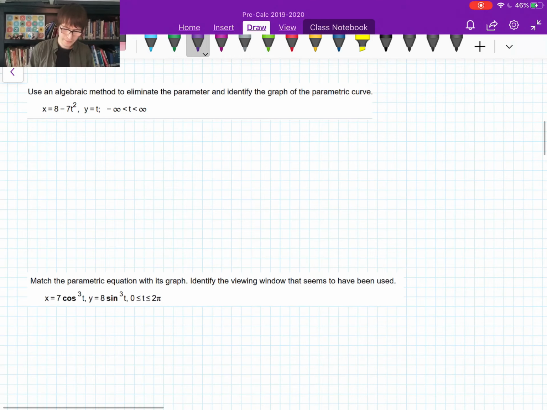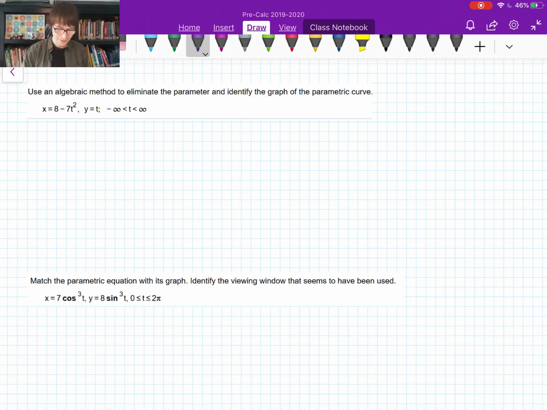It says use an algebraic method to eliminate the parameter and identify the graph of the parametric curve. And here it actually gives us those limits on t. It says negative infinity is less than t is less than infinity. We're going to graph the entire t. We're going to graph everything.